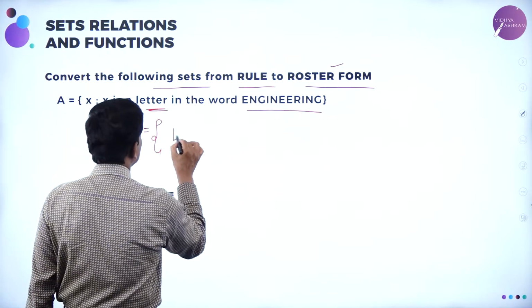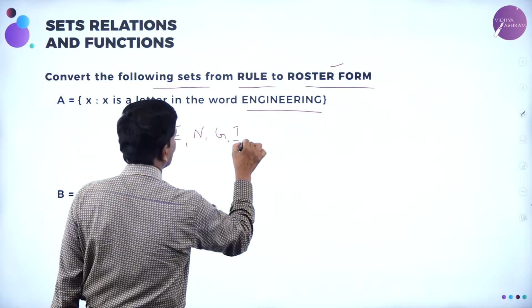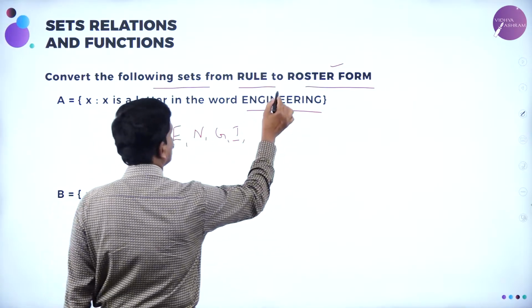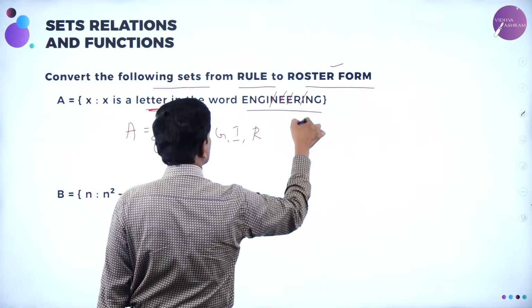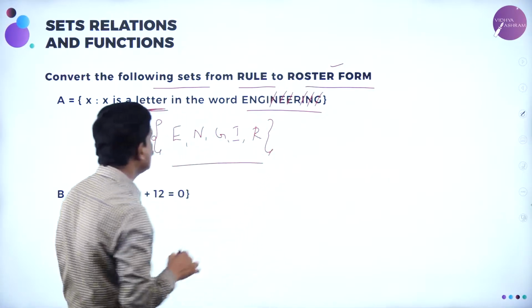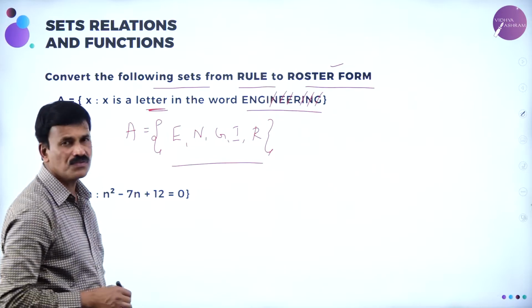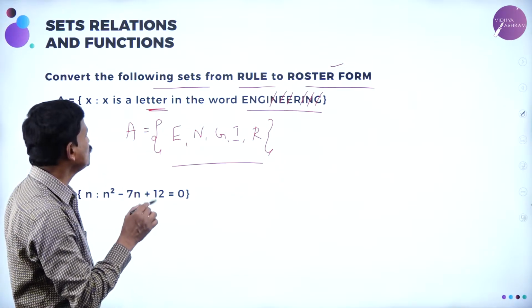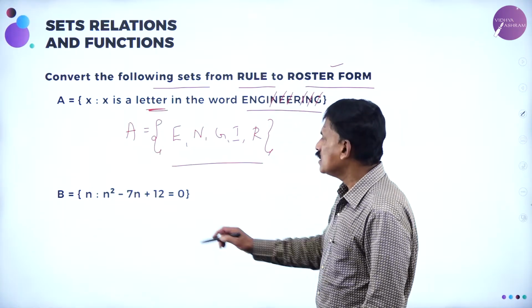Let us take E, then N, G, I. N is already taken, E is already taken, R, then I is already taken, N is taken, G is also taken. That's it. These are the letters of the word engineering in roster form: E, N, G, I, R. 5 letters. Now, next.